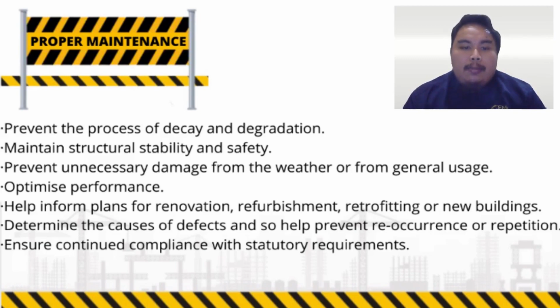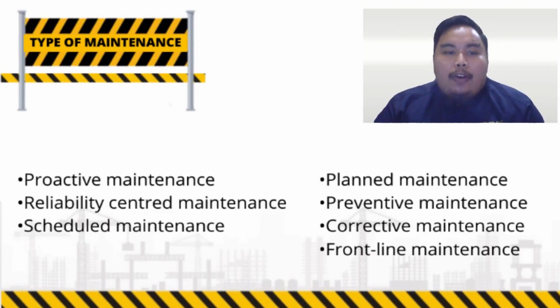Next is to determine the cause of defects and help prevent reoccurrence or repetition. And lastly is to ensure continued compliance with statutory requirements. Next is types of maintenance. Maintenance can be classified. First is plant maintenance that is carried out on a regular basis, such as servicing lifts and escalators and more. Second is preventive maintenance.